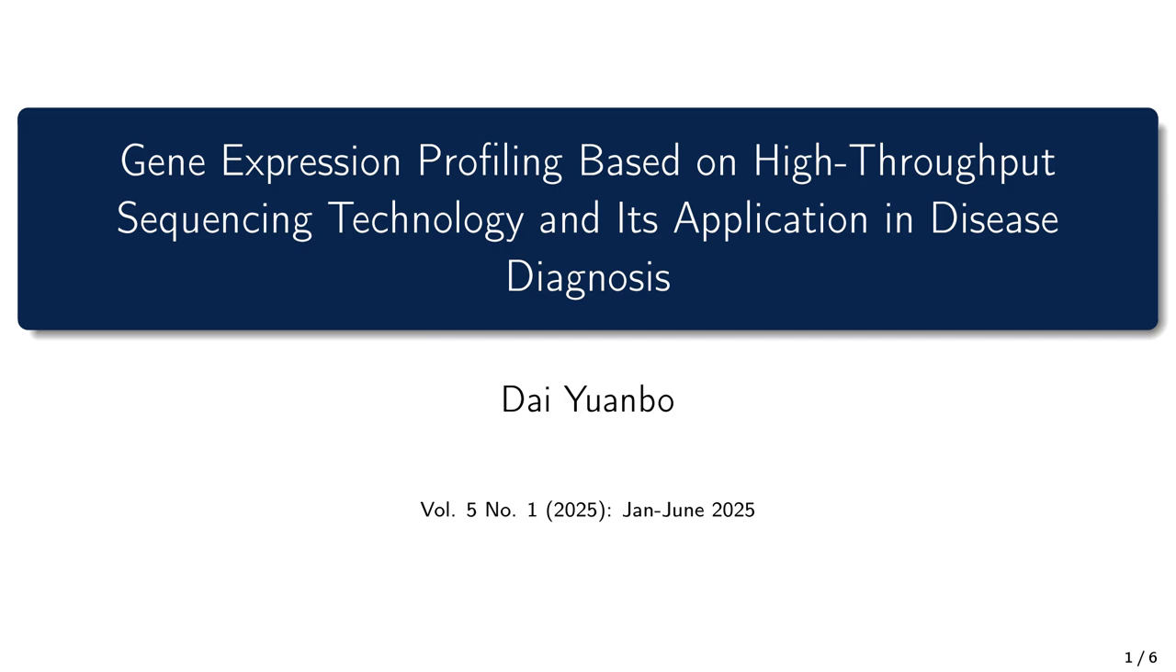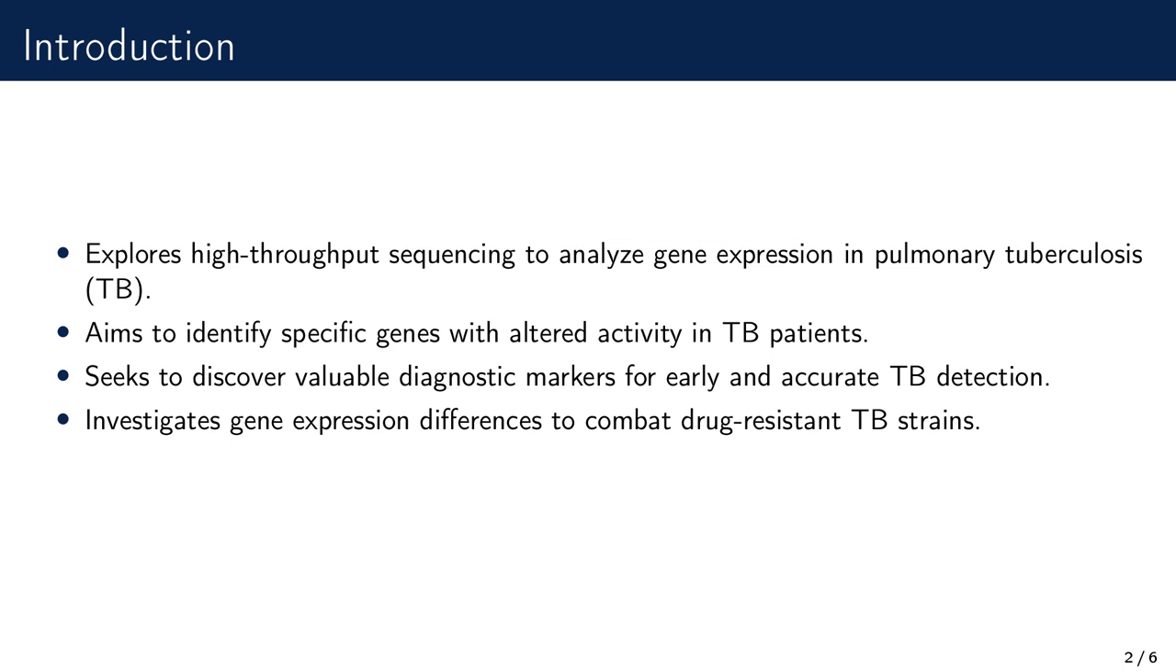Let's begin by understanding the problem this research addresses. Pulmonary tuberculosis, often called TB, is a serious lung infection that can be complicated by other health issues. This can lead to drug-resistant strains of the tuberculosis bacteria, making it harder to identify and treat the disease effectively. Traditional methods for diagnosing TB have limitations, prompting researchers to explore new approaches.